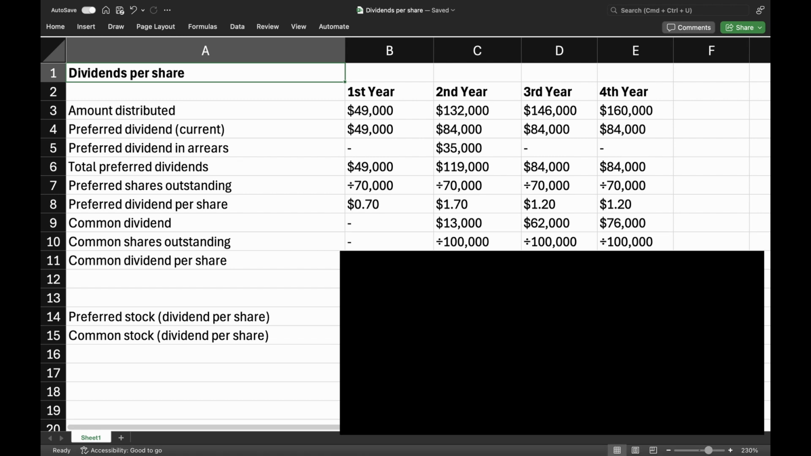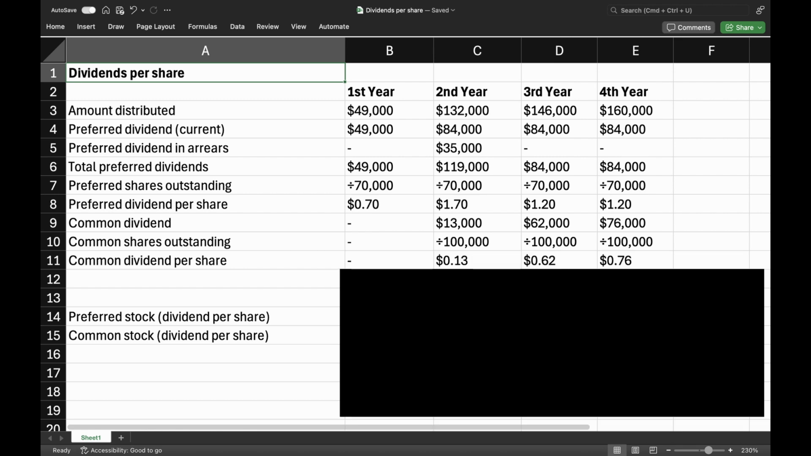Now we must divide the common dividend amounts by the common shares outstanding. So for year 1, we don't have to do anything. For year 2, we do $13,000 divided by 100,000 shares, which comes out to 13 cents per share. For year 3, we do $62,000 divided by 100,000 shares, which comes out to 62 cents per share. And lastly, for year 4, we do $76,000 divided by 100,000 shares, which comes out to 76 cents per share.